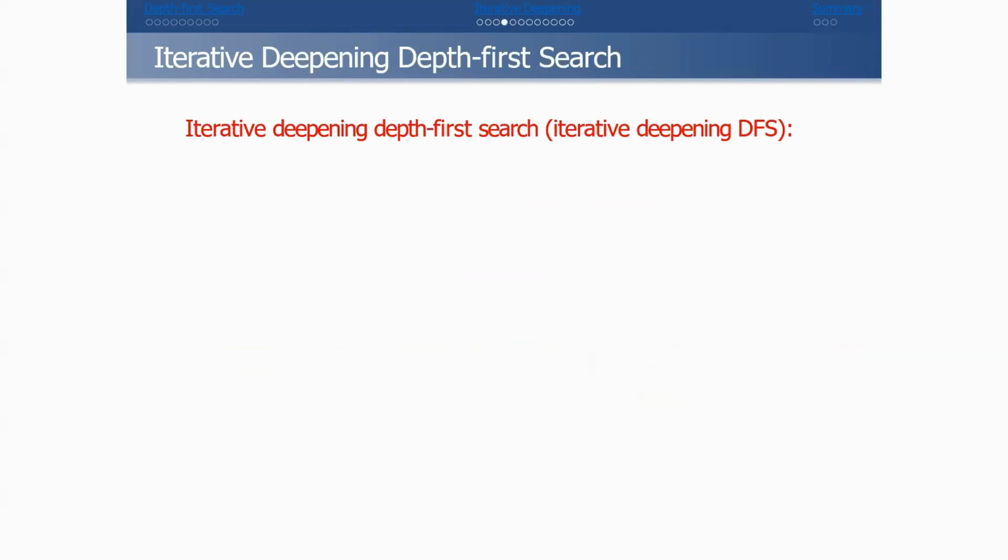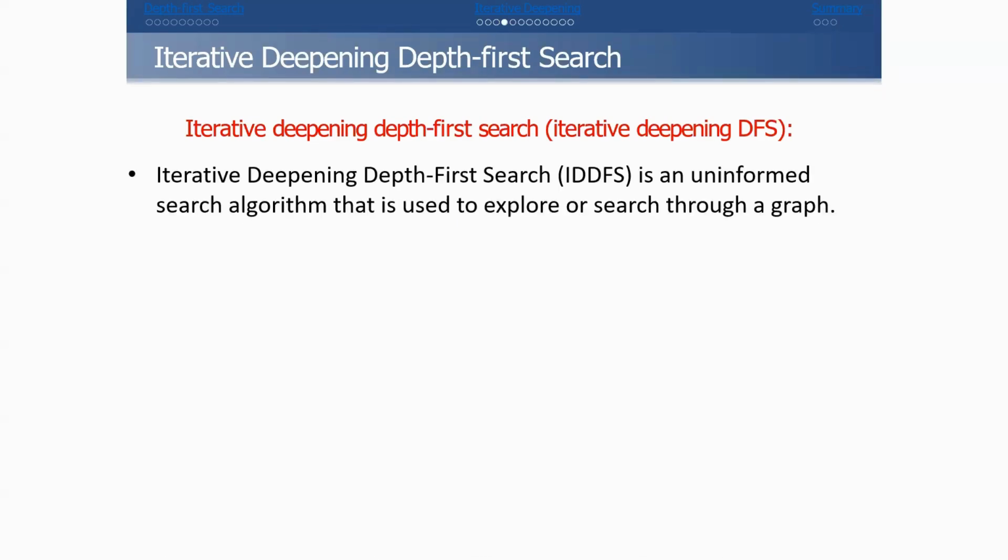iterative deepening depth-first search. Iterative deepening depth-first search, IDDFS, is a search algorithm that is used to explore or search through a graph, right? So it is a graph search algorithm that combines the benefits of depth-first search and breadth-first search, both BFS and DFS. It is particularly useful when dealing with a large graph or when the depth of the solution is unknown, right?